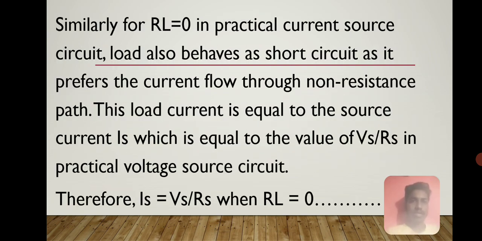Here similarly, for RL equal to 0 in the practical current source circuit, the load also behaves as a short circuit, as it prevents the current flow through the non-resistance path. This load current is equal to the source current, which is equal to the value of Vs by Rs in the practical voltage source circuit. Therefore, Is is equal to Vs by Rs when RL is 0, and here RL is 0 in the practical current source circuit. The load behaves as a short circuit. The load current is equal to the source current.